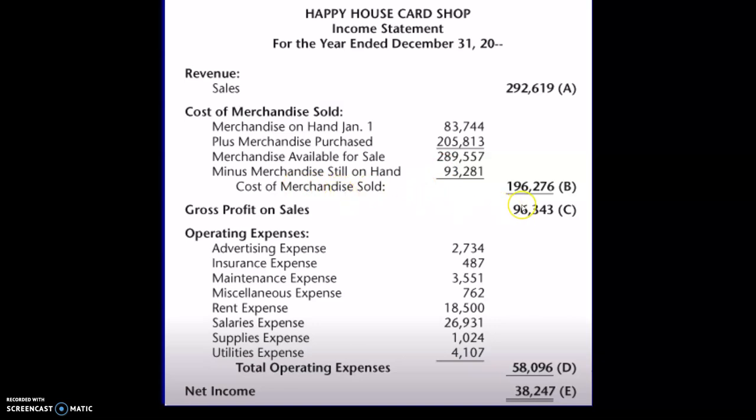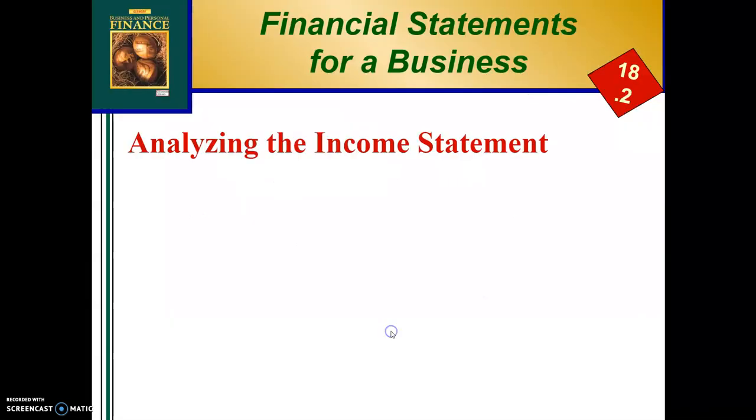So that indicates that we have a $196,276 cost of merchandise, which leaves us with a gross profit of revenue minus cost of merchandise at $96,343. We then also have to subtract our total operating expenses, which are all listed here, leaving us with a net income of $38,247. So for this particular accounting period, it looks pretty good. We definitely have a net income. Whether or not we have a desired net income is based off of business philosophy as well as goals, and then adjustments will be made accordingly.